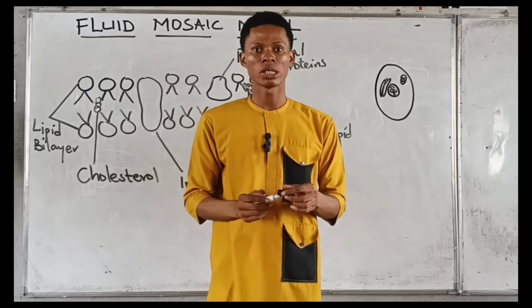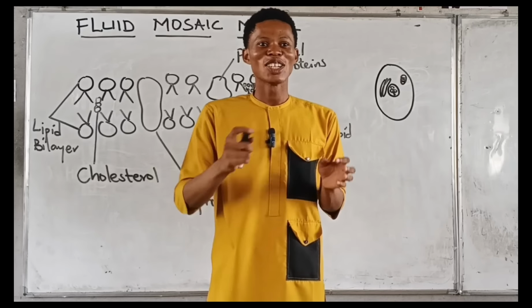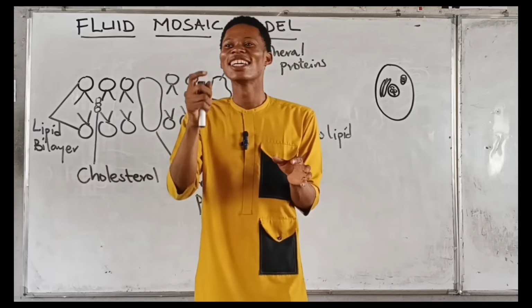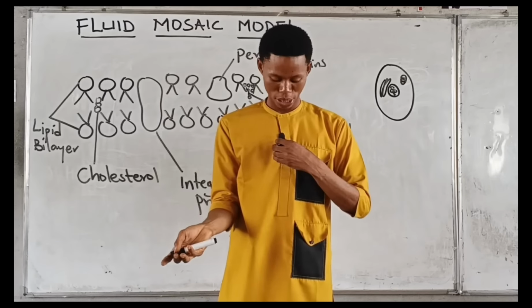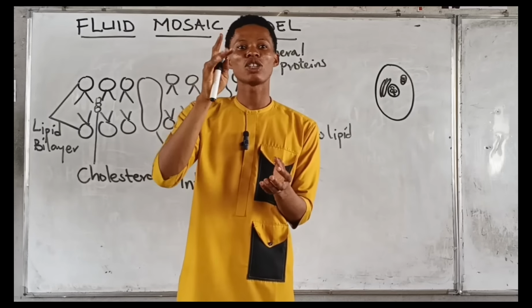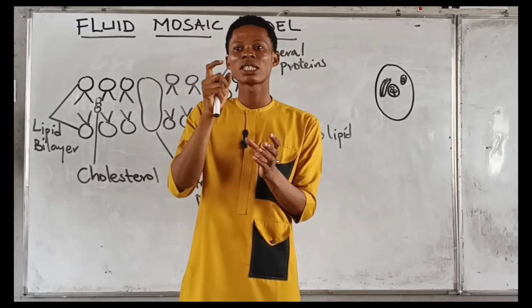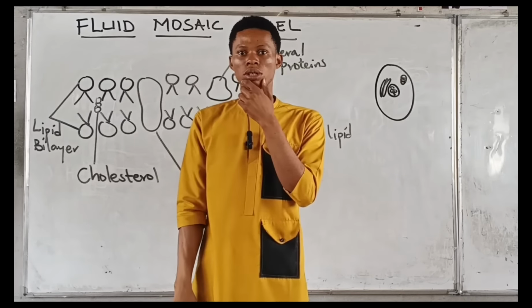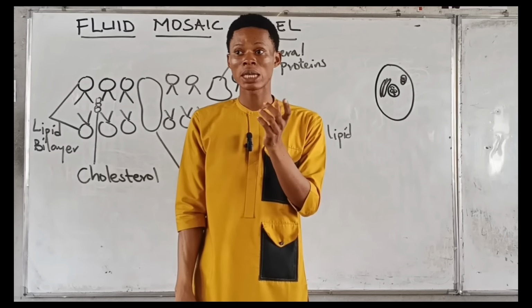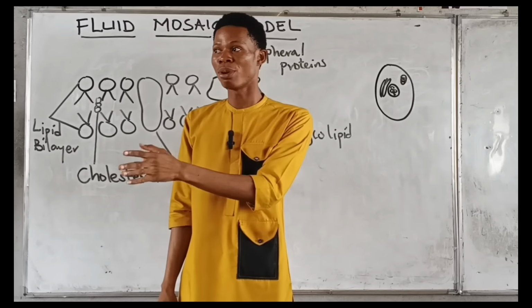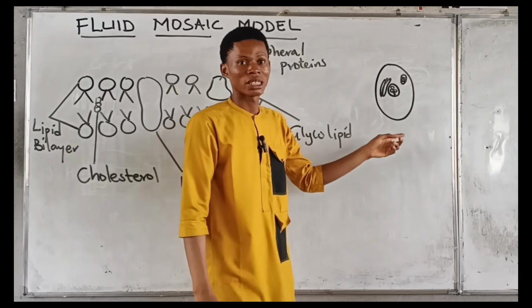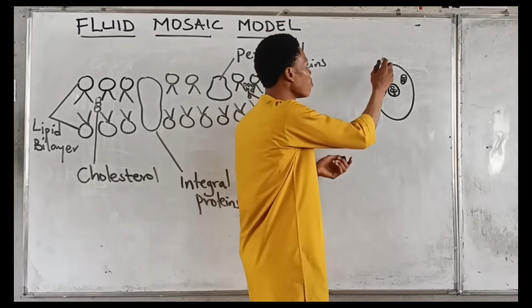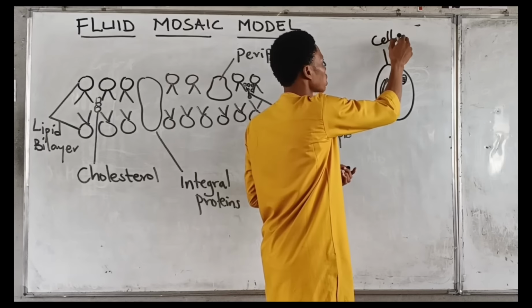Now, as a human being, you are in the animal kingdom, not the plant kingdom. Does your cell have a cell wall? No, it does not have a cell wall, right? But we know plants have a cell wall from our basic knowledge of biology, is it not? What we have here is the cell membrane. Yeah, the cell membrane.